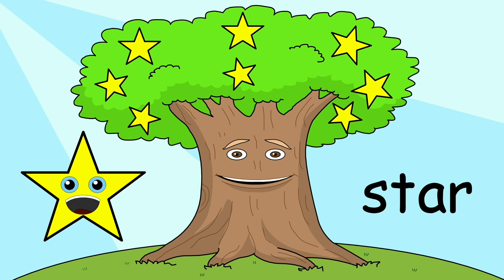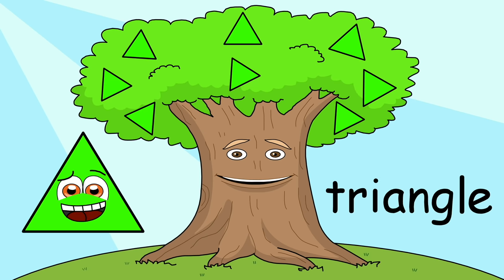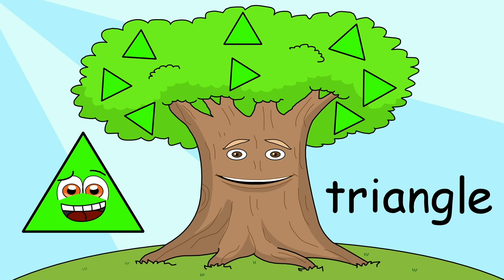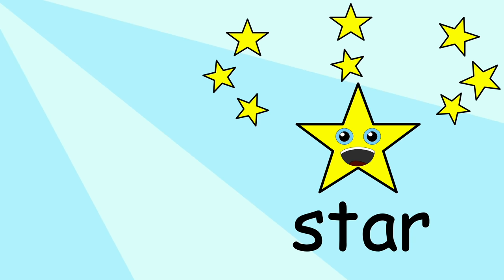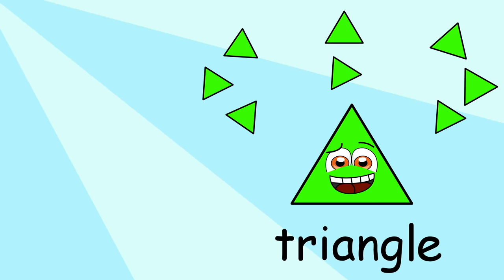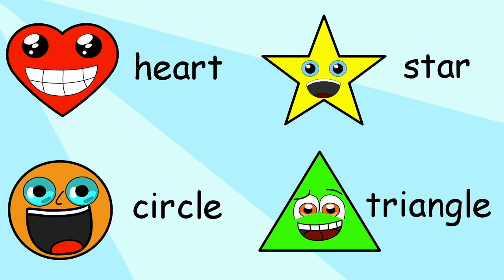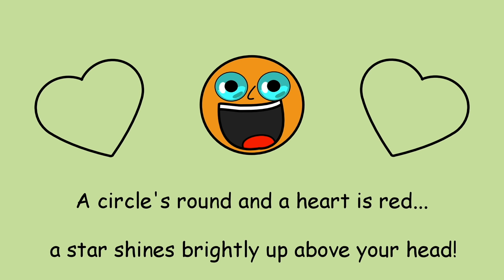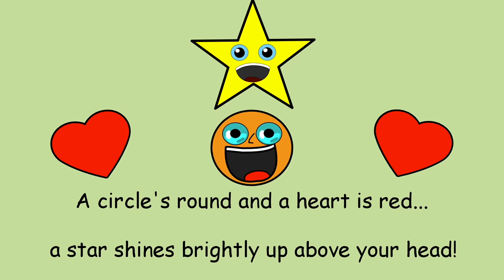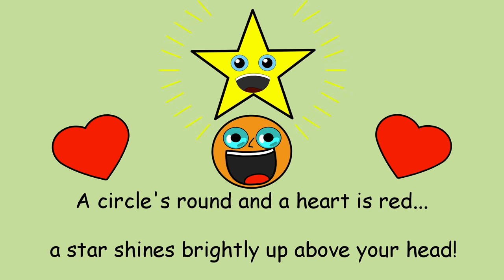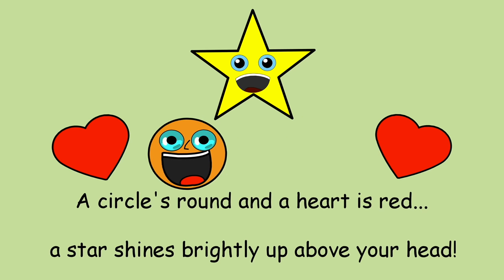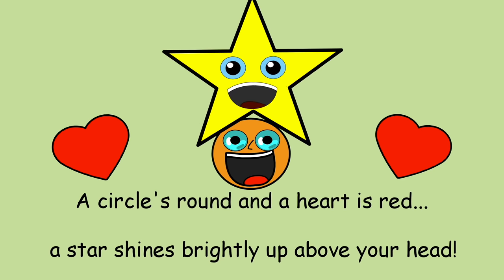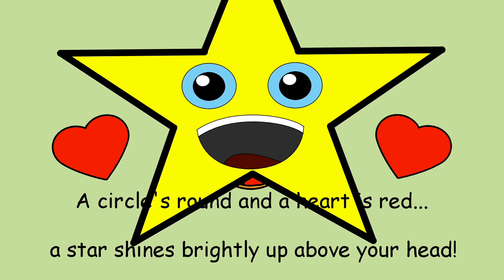Heart, star, circle, triangle. A circle's round and a heart is red. A star shines brightly up above your head. A circle's round and a heart is red. A star shines brightly up above your head.